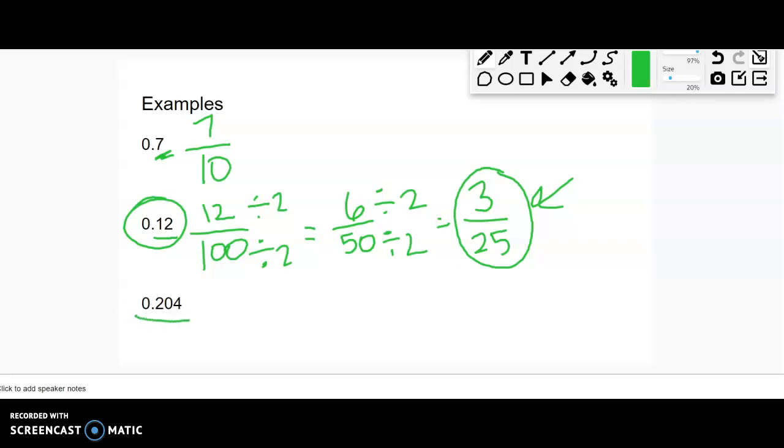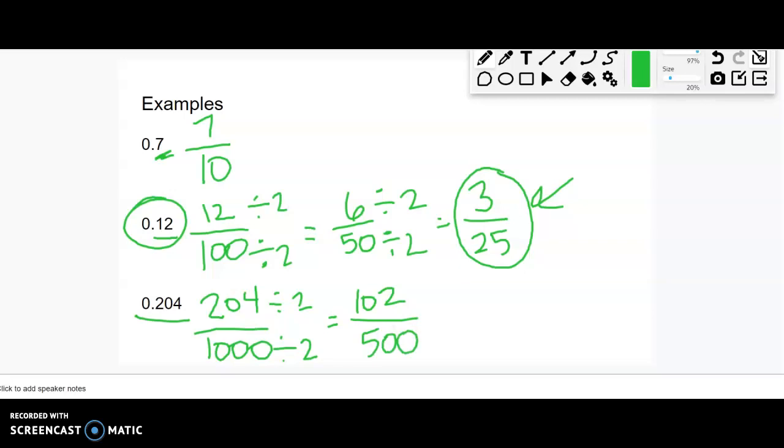All right, look at our number here. What do we got? How would I say it? 204 thousandths. So I put 204 over 1,000. Now, can I simplify this one? Yes, I can. Again, I can divide by a couple of different things. We can start with 2 if you're not sure of anything else. So then I get 102 over 1,000 divided by 2 is 500. I can divide it by 2 again.